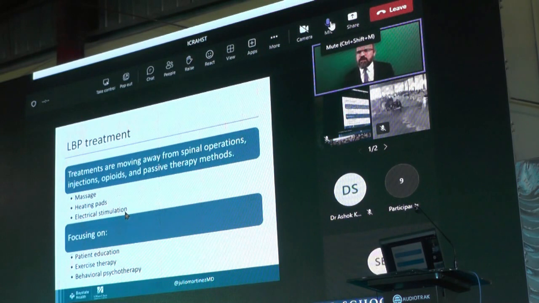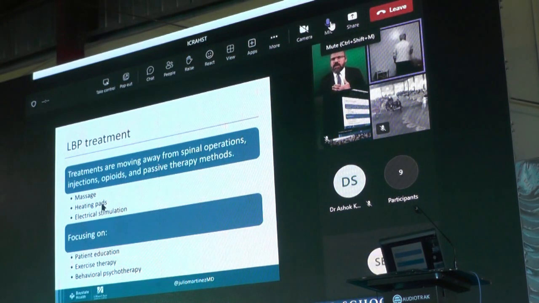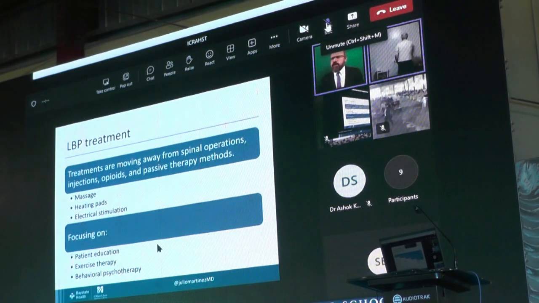Now, I am not saying that we don't do spine operations or we don't do spine injections. We will not just do spine operations because we can. We only do them if the patient needs it. We will not do injections and have the patient come back in 3 months to get another injection, and come back again in 3 months for another injection, and just do injections without doing anything else. No. We do injections as part of a comprehensive plan that includes education, exercises, and behavioral psychotherapy.